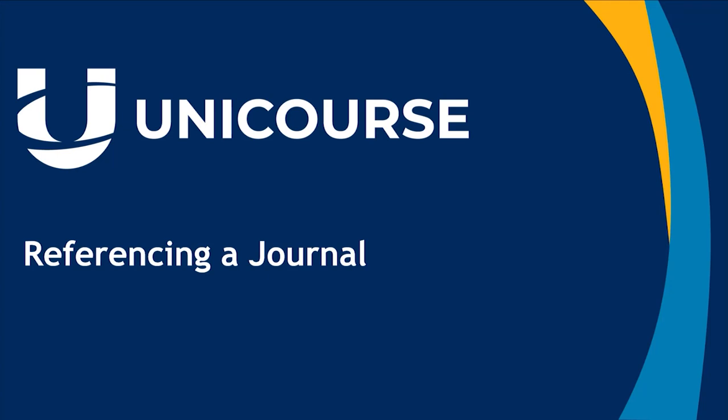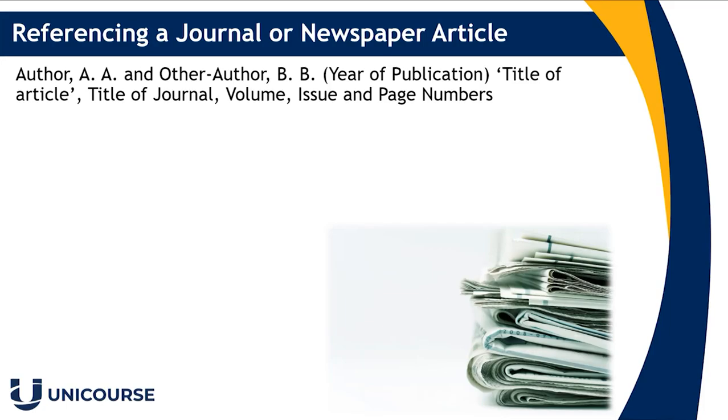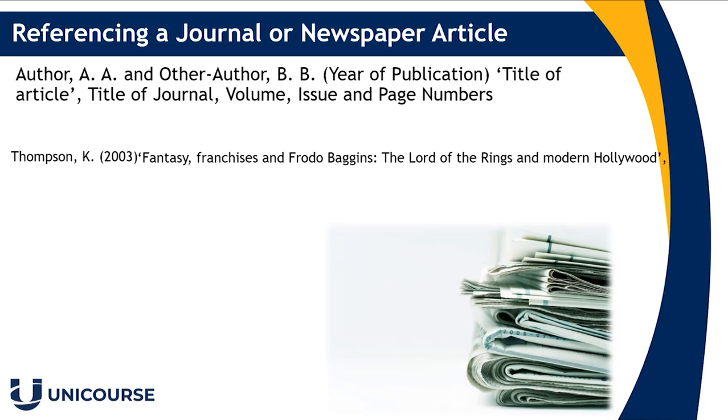So let's talk a little bit about journals now and referencing a journal. A journal is usually an academic piece of writing that's being published, usually in academic libraries, and you can find them online as well. Now, when you are referencing a journal, it's important to, again, provide the author or authors, year of publication, title of article, title of journal, the volume, issue number, and page number.